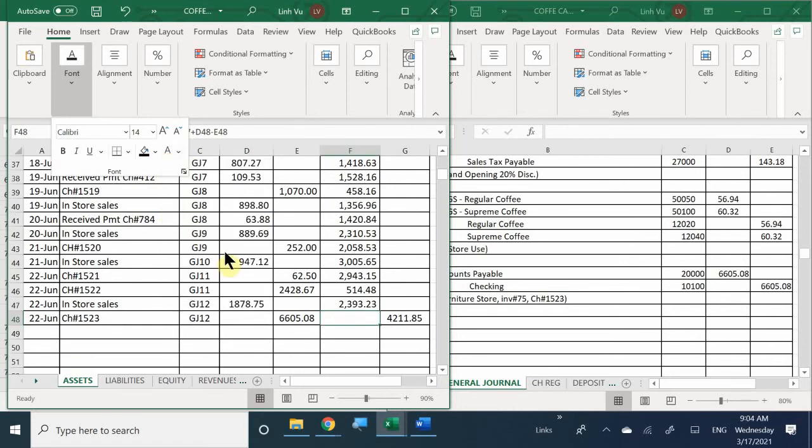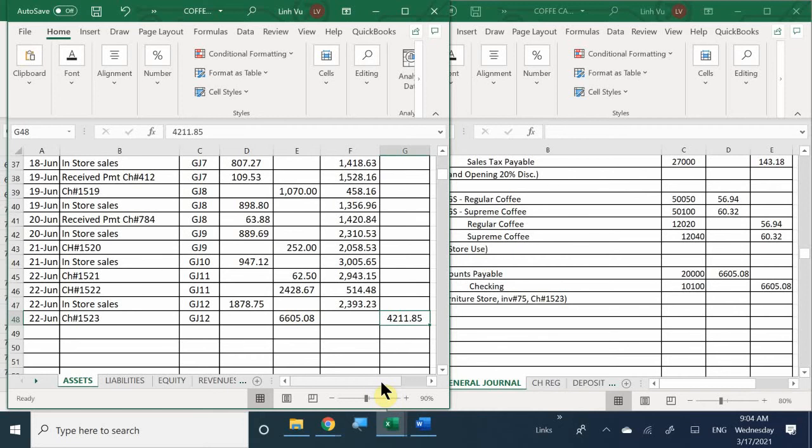So there you go. Like I said, I like to just keep the formula in the debit section, and just hide it in white and go ahead and place it on my credit side. So again, I have 4211.85 that I am overdue in my bank account. Okay.